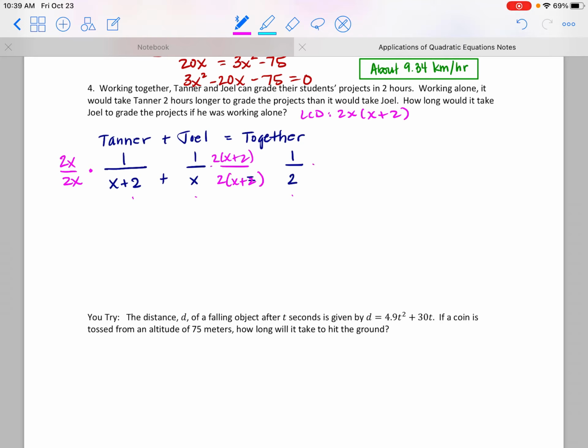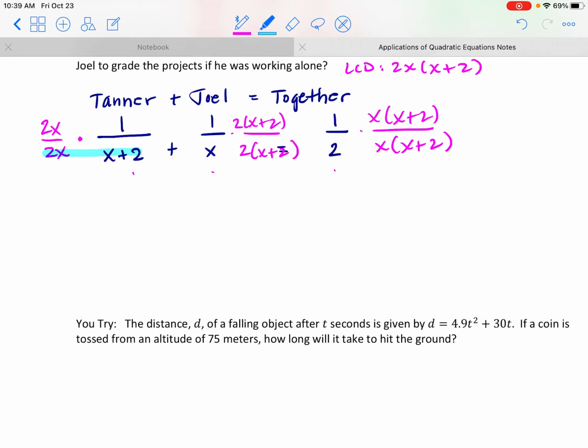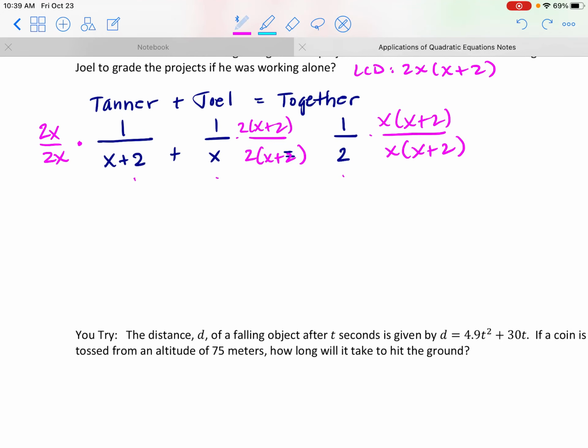And then the last one is going to need an x and an x plus 2. And now just to confirm, 2x, x plus 2, 2x, x plus 2, 2x, x plus 2. All of my denominators match, which means they will no longer affect my problem, and so I can continue to solve using just the numerators.